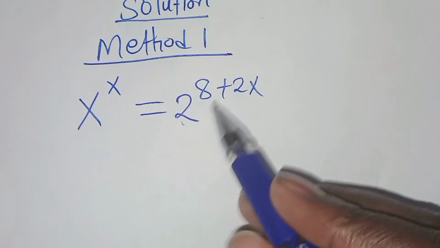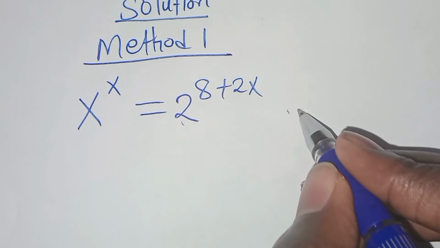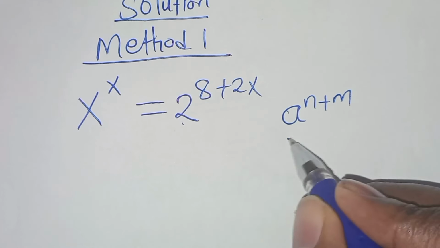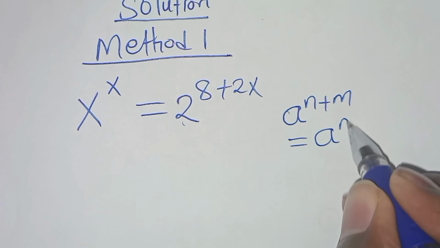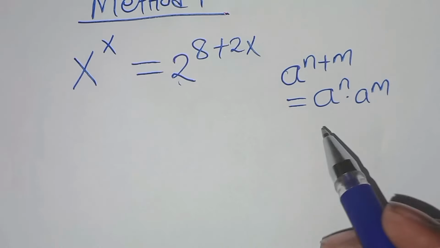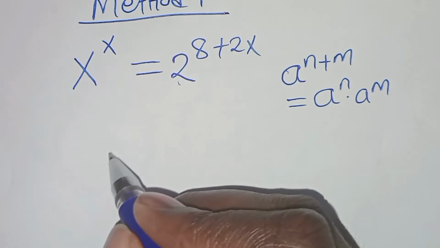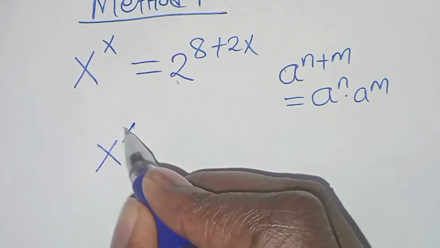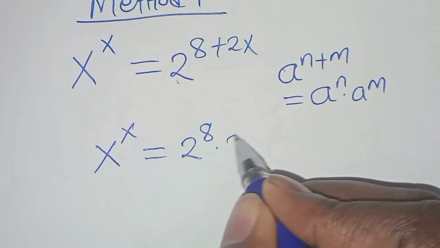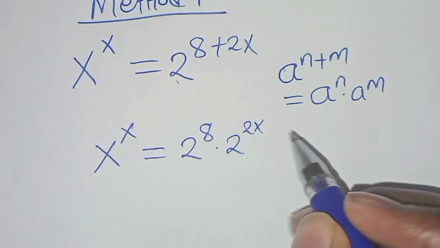Now you find that 2 to the power 8 plus 2x is in the form of a to the power n plus m, which you can express as a to the power n times a to the power m. Applying this exponent property, here we have x to the power x equal to 2 to the power 8 times 2 to the power 2x.